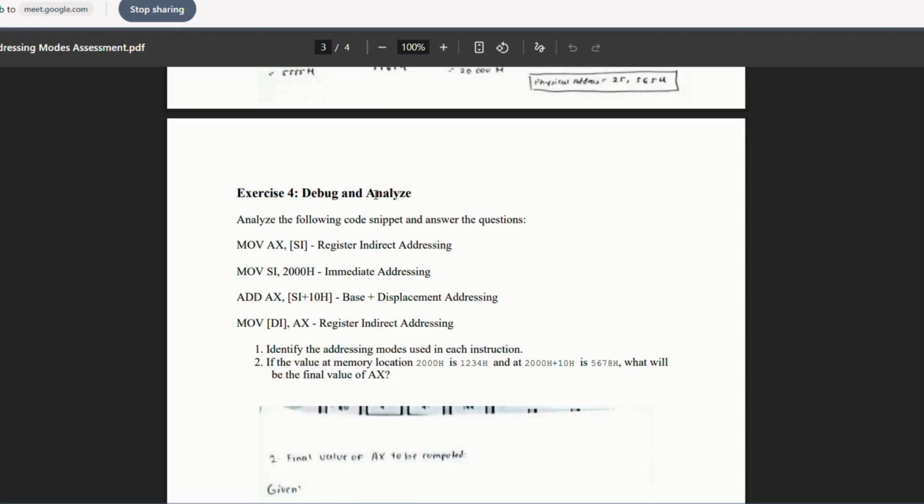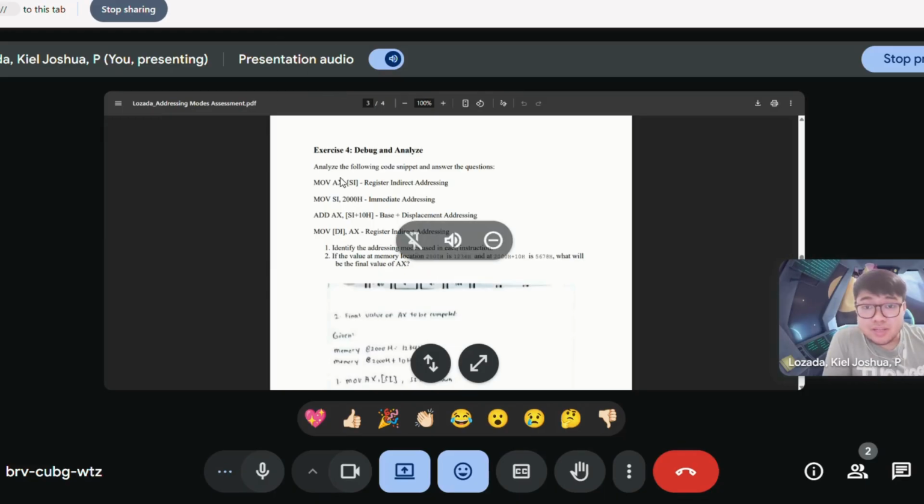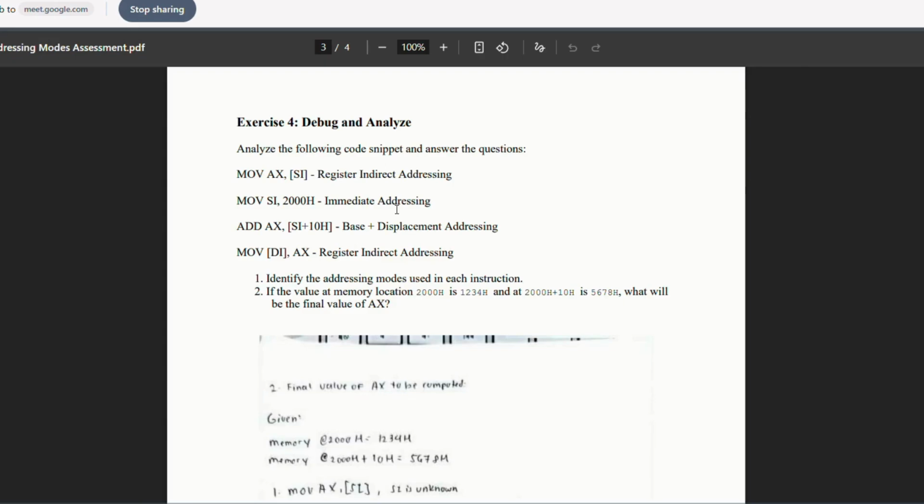So for number 4, debug and analyze. Analyze the following code snippet and answer the question. For given, MOV AX, [SI] is register indirect addressing. Then MOV SI, 2000H is immediate addressing. Then ADD AX, [SI + 10H] is base plus displacement addressing. Then MOV [DI], AX is register indirect addressing.